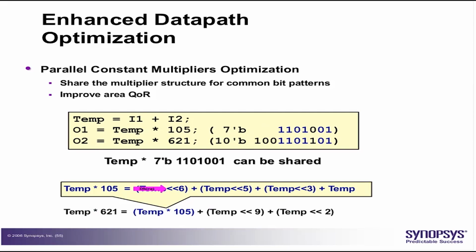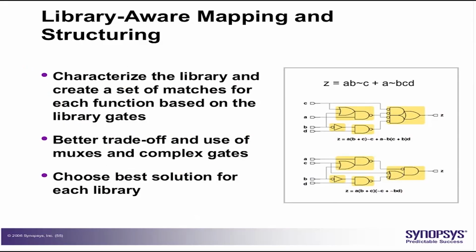So this is the way it converts multiplication by a constant into addition operations, and adders are much better for area and timing compared to multipliers, right? Furthermore, another level of optimization DC does is realize that temp into 105 is common to both the constants and it can reuse it. So temp into 621 is in fact temp into 105 plus two shift terms. Right? So this results in better area. This is one of the special cases where DC Ultra does a very good job.